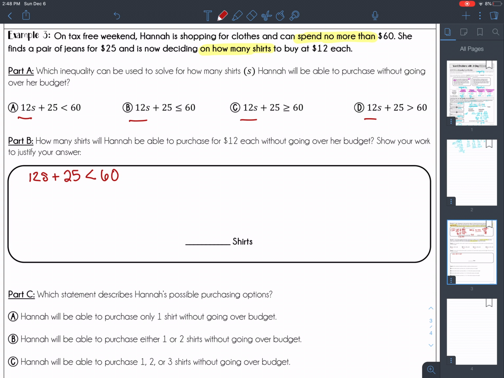And so that eliminates C and D. We are seeing that it's no more than 60, which means it can't be bigger than 60, but it could be exactly 60. So we're going to include the equal sign, which means our answer is B, and I hope you picked B.